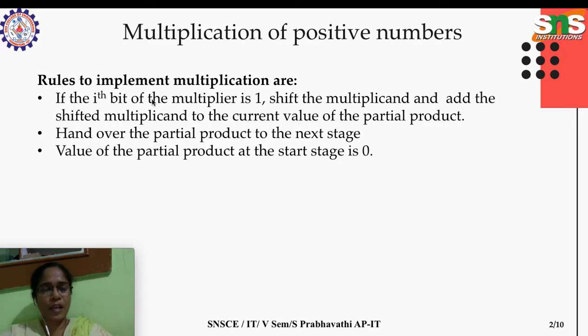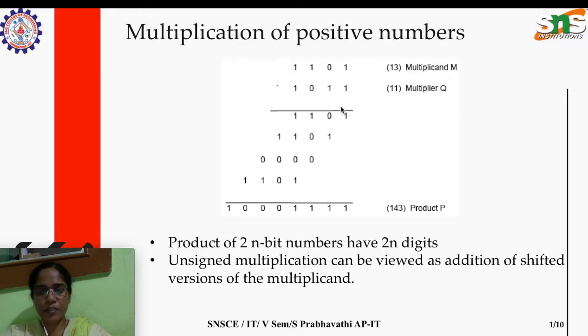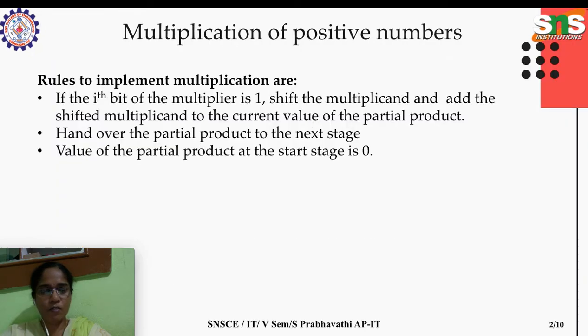So if the ith bit of the multiplier is 1, ith bit in this sense, at any bit stage i, if the multiplier bit is 1, what's the logic behind it? Shift the multiplicand and add the shifted multiplicand to the current value of the partial product. This is the partial product. So what that first rule says is, if the ith bit of the multiplier is 1, shift the multiplicand and add the shifted multiplicand to the current value of the partial product.